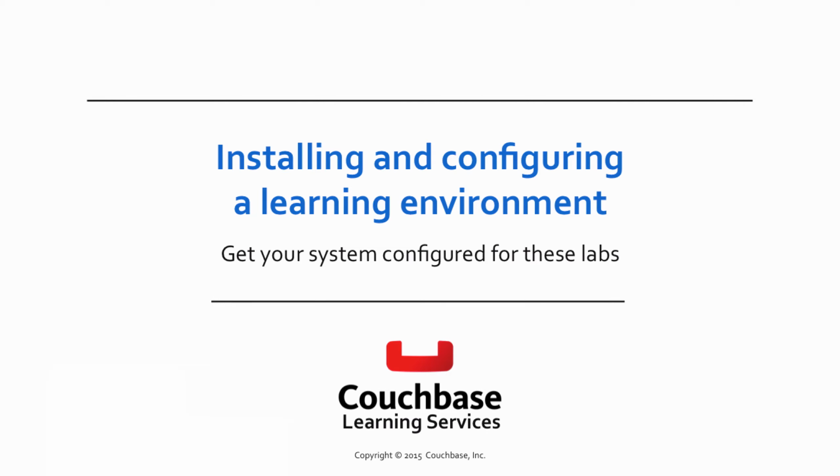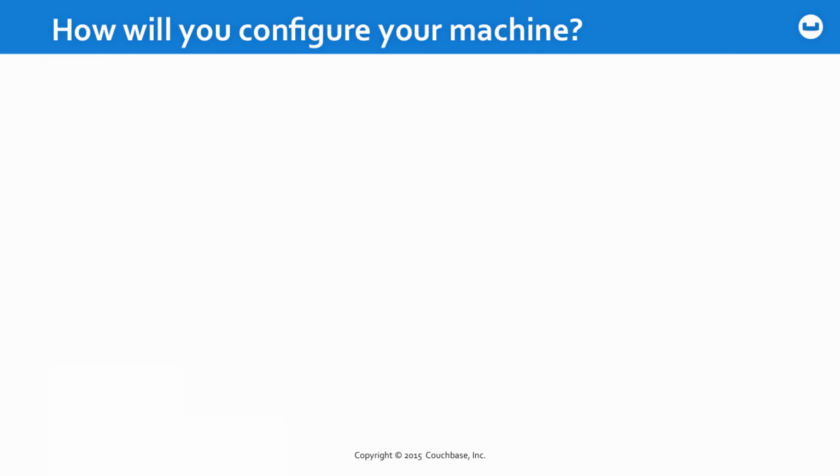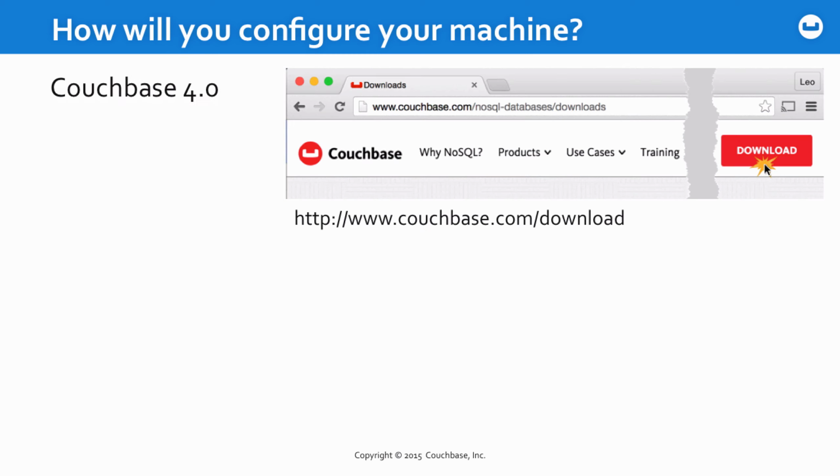In this module, we're going to walk you through installing and configuring your own systems so that you can complete the labs in the related workbook for this course. First, we're going to have you configure your machine with Couchbase 4.0. 4.0 because you're learning N1QL. You'll configure it for learning purposes as a one-node cluster running off localhost.